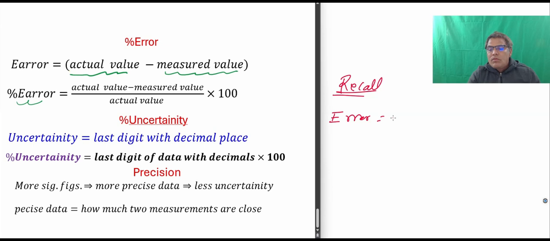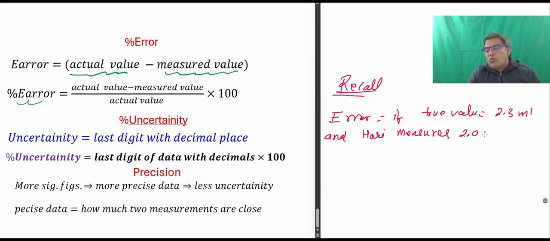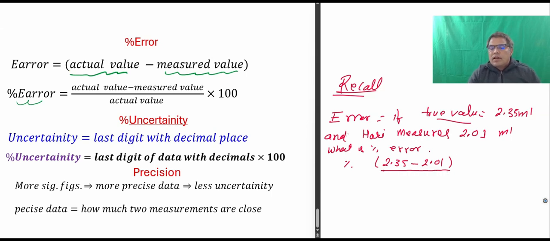Now let's take one example. If the true value is 2.35 ml, and Harry, that's your teacher, measures 2.01 ml, what is the percentage error? Let me use the same sig figs. The actual value is 2.35, minus the measured value 2.01. I measured 2.01, so I have an error, right? Divided by the actual value, which is 2.35, times 100.